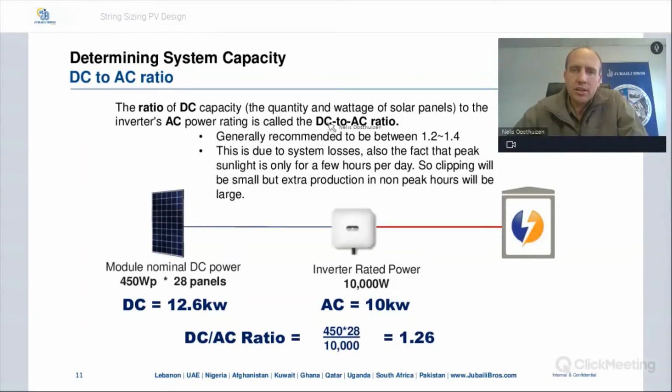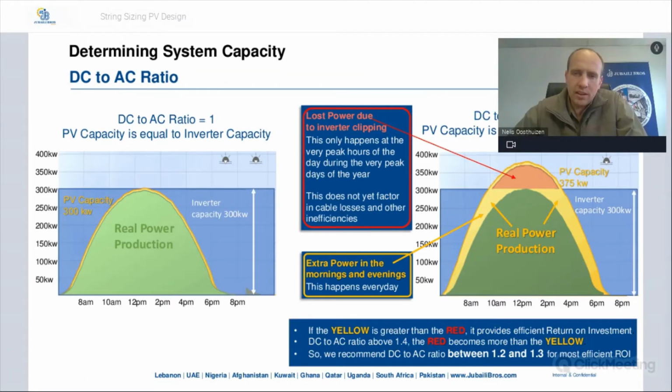So why do we do a greater DC to AC ratio? This is due to system losses and also the fact that peak sunlight is only for a few hours per day. So clipping will be small, but extra production in non-peak hours will be large. If we refer back to the previous graph again, that's just referring to the extra production you get in the mornings. And this clipping is only for a very limited amount of time.